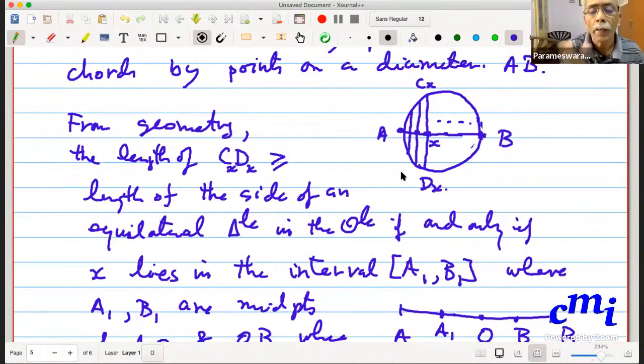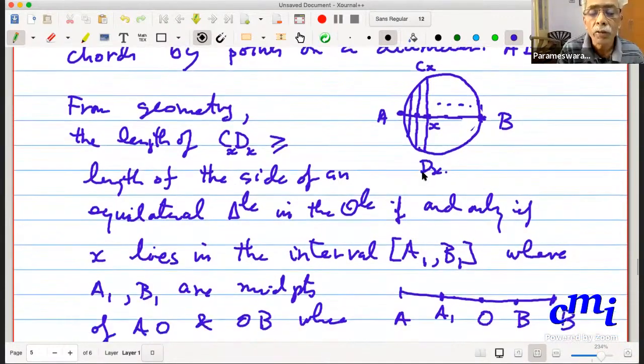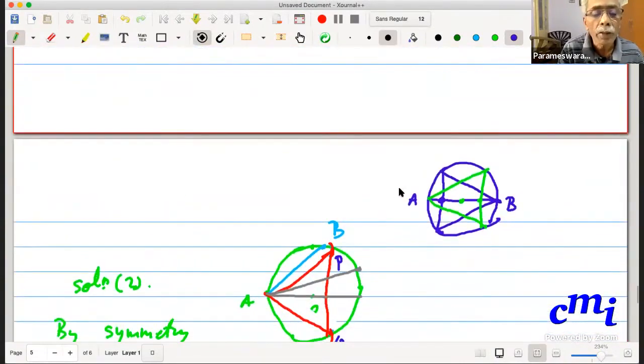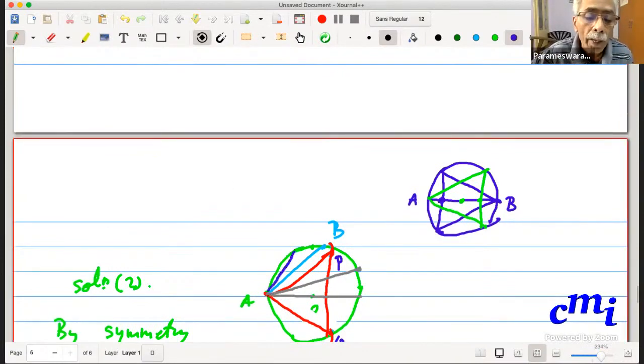First of all, it's enough to consider a family of parallel chords. That family is parameterized by points on the line, and there we make the assumption that the probability of X falling in an interval is the proportion of the length of the interval to the diameter. These are the assumptions we made. In the next one, we thought of a family of chords given by a fixed vertex A, and then allowing the vertex B to vary. If you vary B, you get different answers. So this is another parameterization.